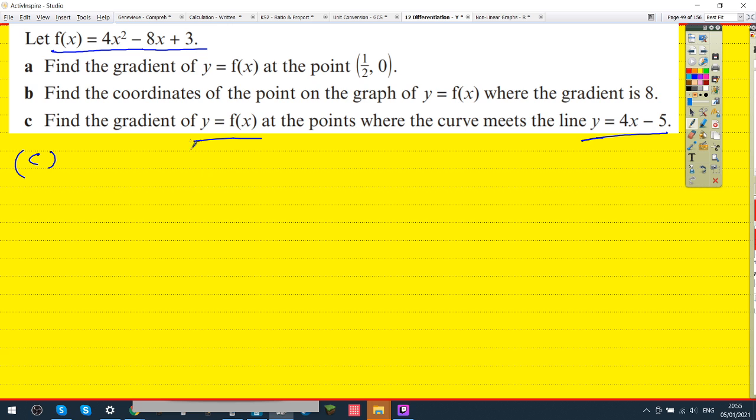No. So it's basically when 4x squared minus 8x plus 3 and 4x minus 5 cross over, they're equal to each other. Okay. So you have some curve, some line, and when they cross over, that's where they're both equal. Yeah.